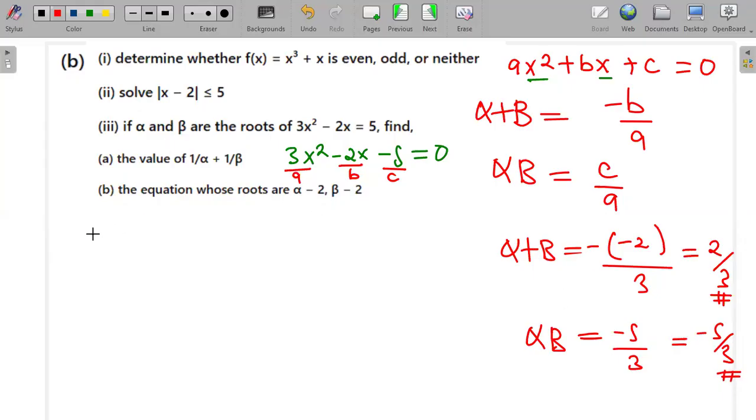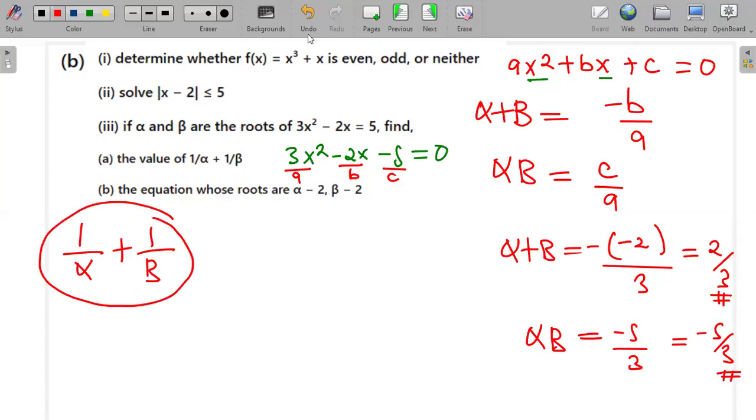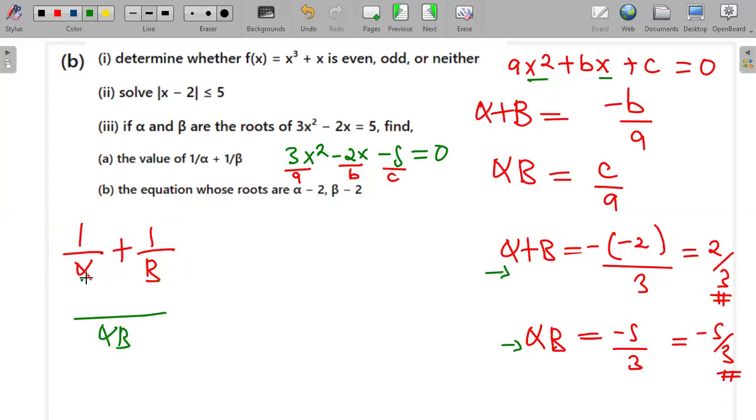So now we want to find the value of 1 over alpha plus 1 over beta. So we want to express these roots in terms of their sum and their products. That's the only way we can find this answer. So I'm going to say the common denominator will just be the product of these two, alpha beta. So alpha into alpha beta, I just get beta, plus beta into alpha beta, I just get alpha.